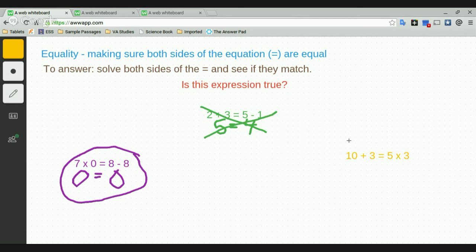And let's go to over here. We have 10 plus 3. 10 plus 3 would give you 13. Bring down my equal symbol. 5 times 3. Well, if you're not familiar with multiplication, you can count by 5. 5, 10, 15. Does 13 equal 15? No, they're two different numbers. So you're going to cross that one off. And we see that the only one that was true was this one over here. So let's try another example.